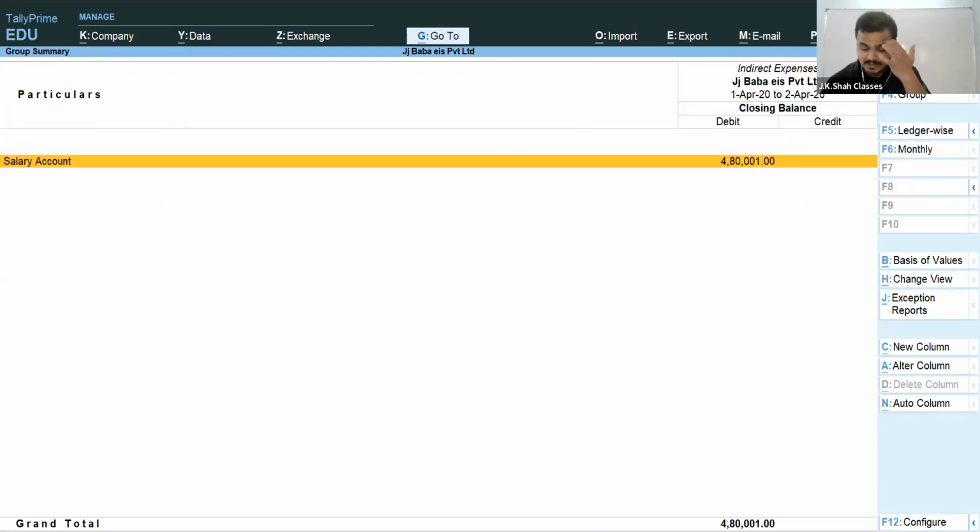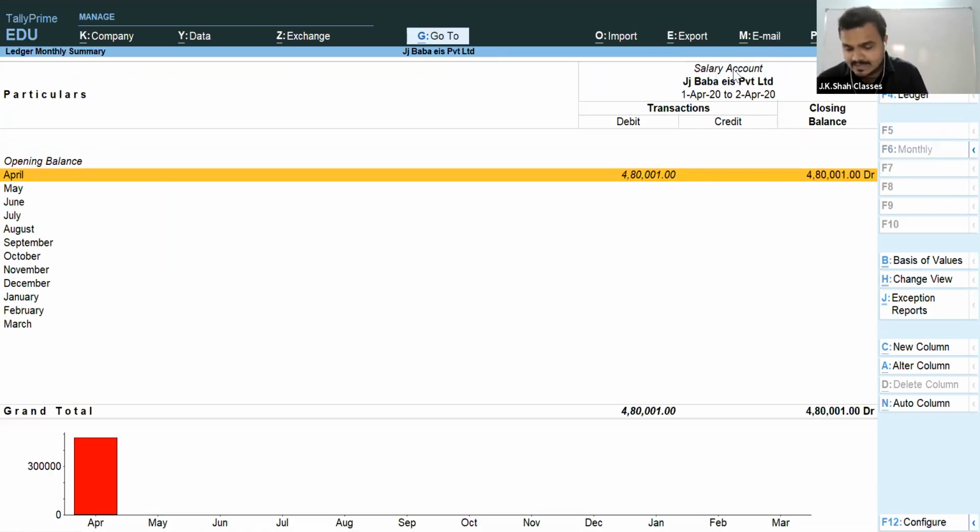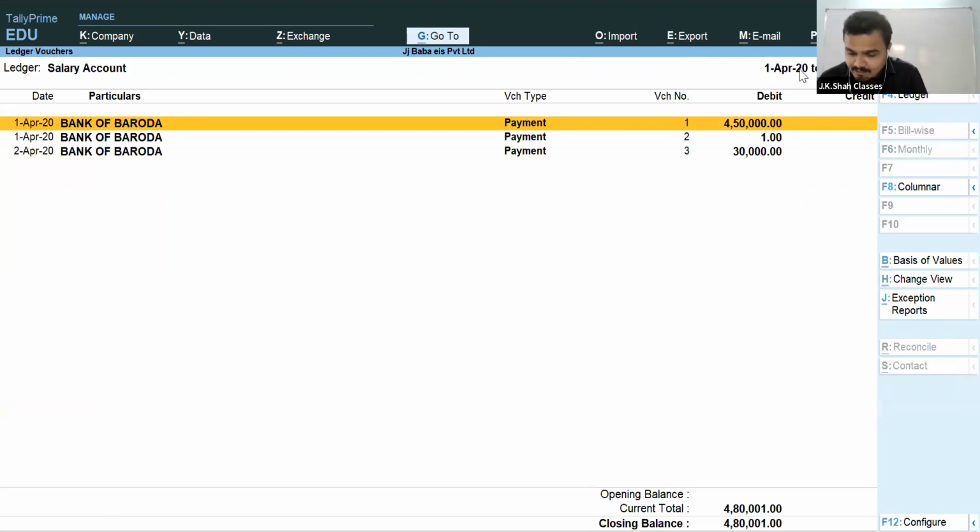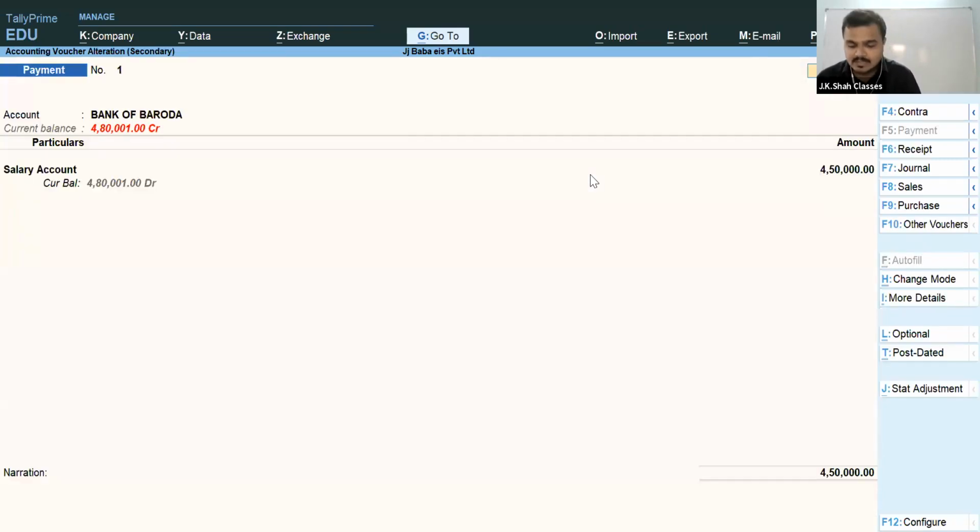Total, see this. This is related to indirect expenses. You can see at the top corner, indirect expenses, that is also updated. Then the salary account also got updated. The salary period from 1st April to 30th April got updated, and month-wise also got updated. Even if you want to make changes, you can make the changes here also.